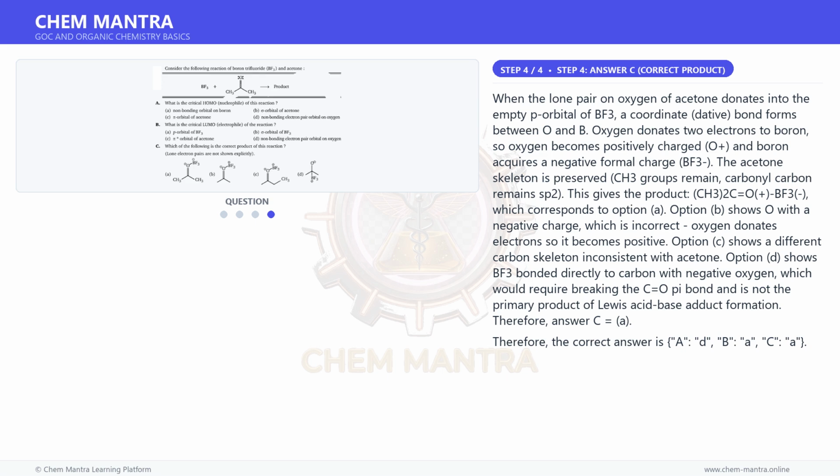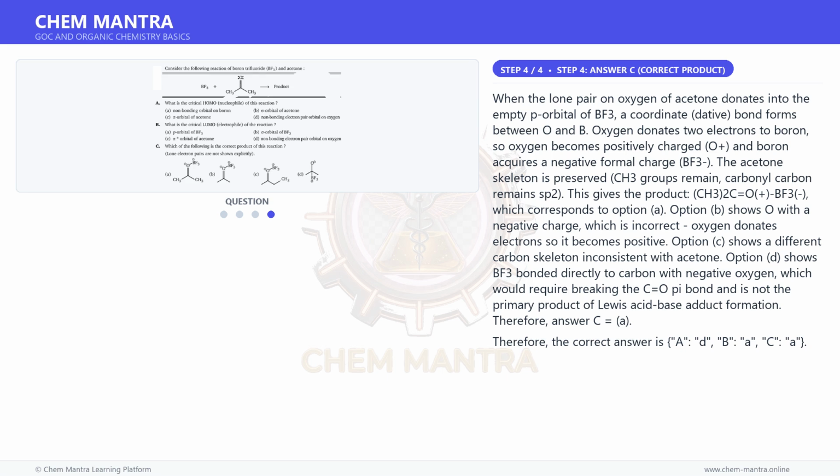Option B shows O with a negative charge, which is incorrect. Oxygen donates electrons so it becomes positive. Option C shows a different carbon skeleton inconsistent with acetone. Option D shows BF3 bonded directly to carbon with negative oxygen, which would require breaking the C=O pi bond and is not the primary product of Lewis acid-base adduct formation. Therefore, answer C is equal to A.